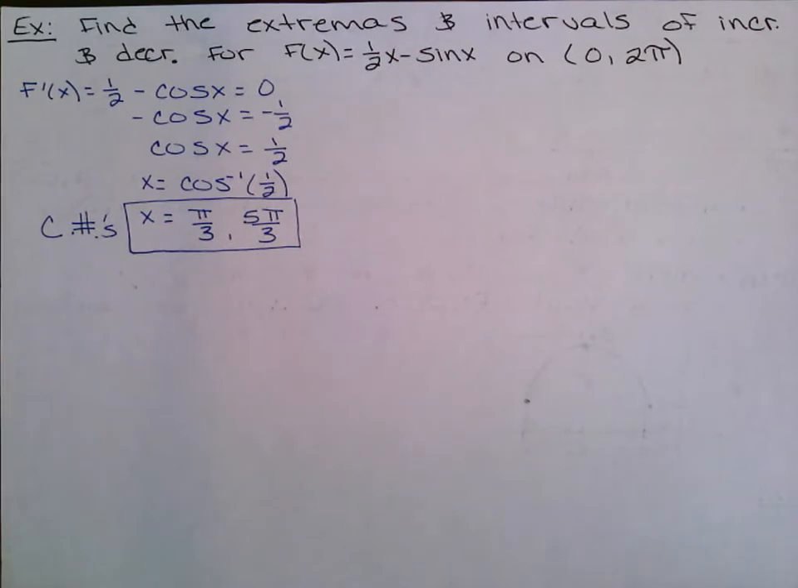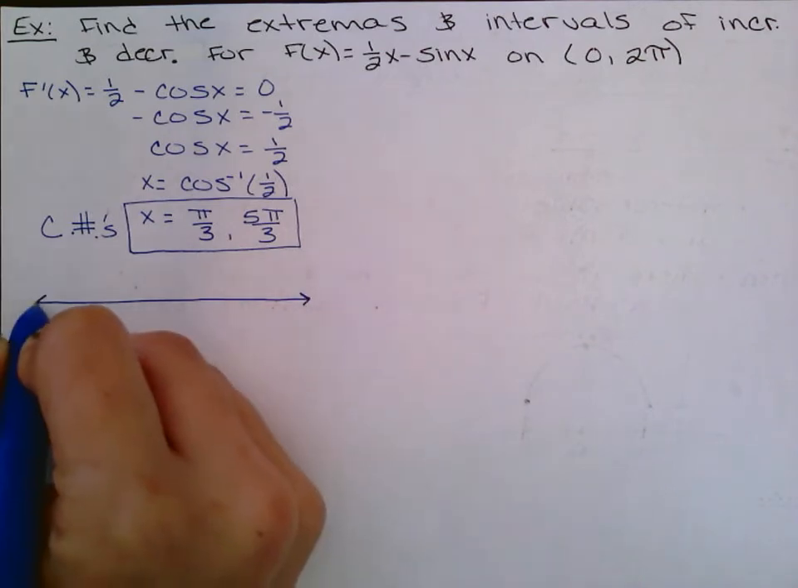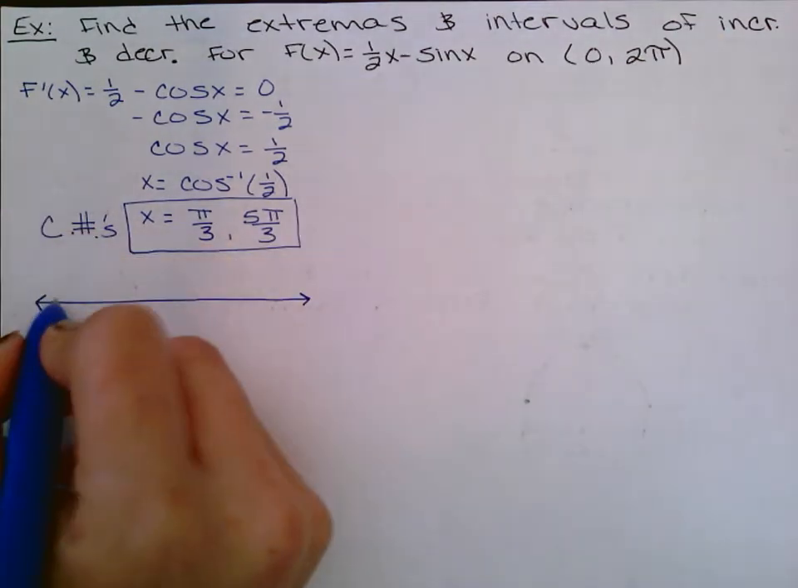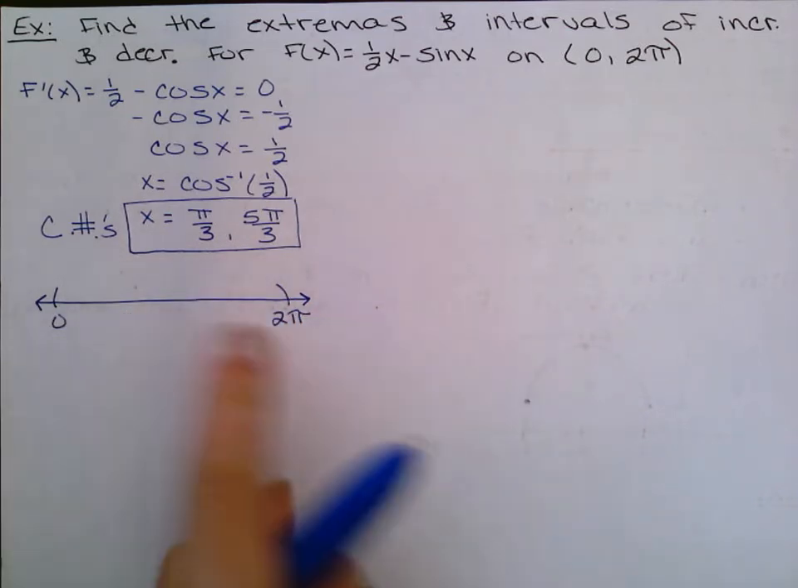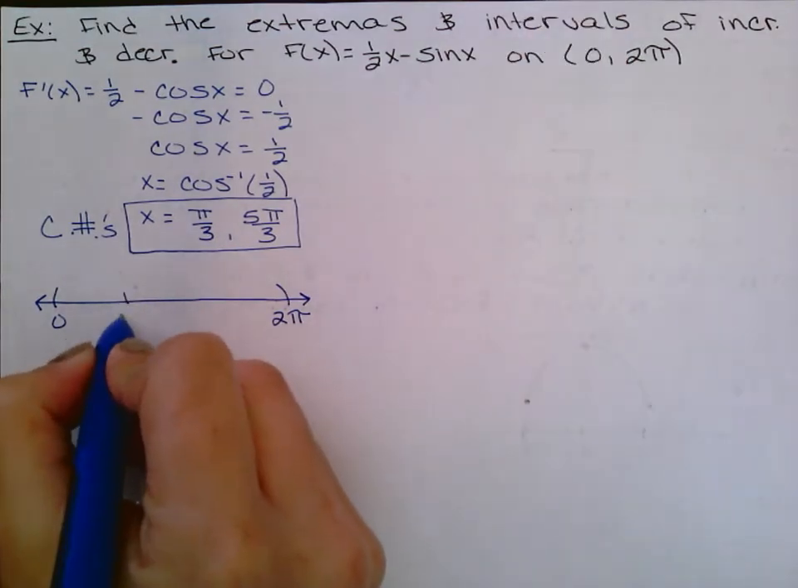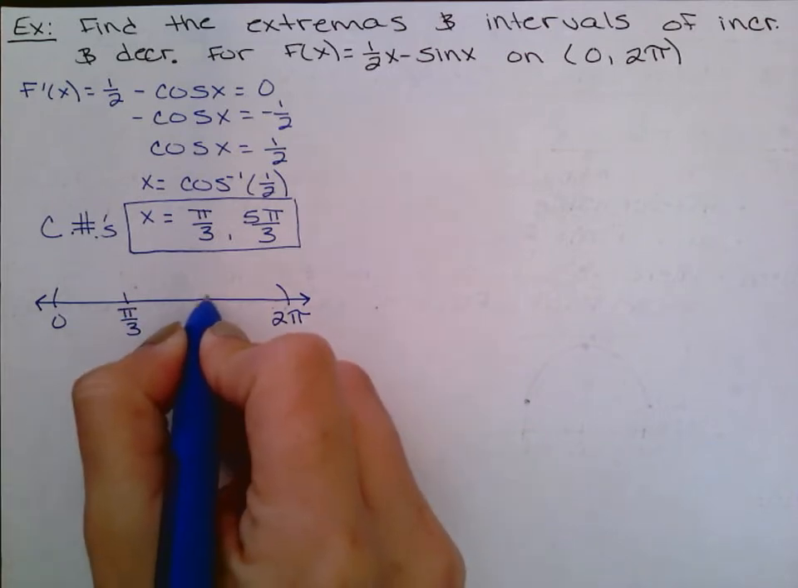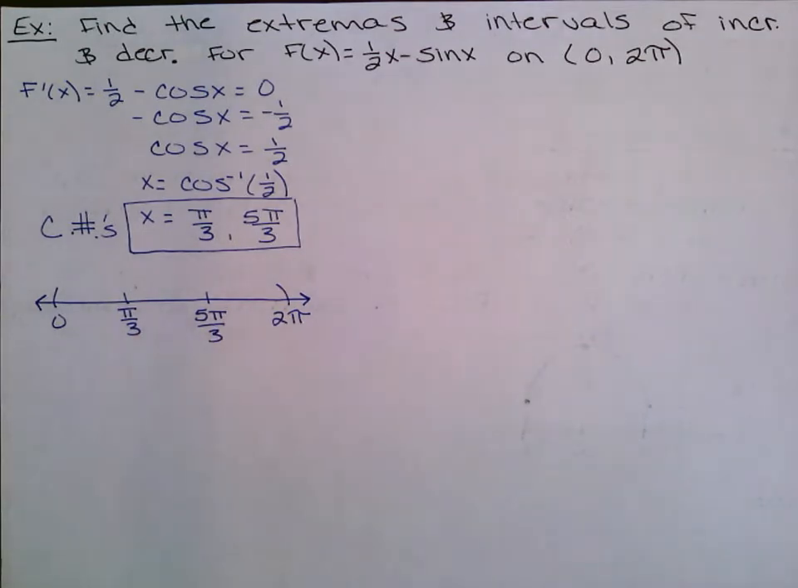Okay, now I'm going to put them on my number line. Now I am going to block off 0 to 2 pi. But remember, they are not going to count as extremas because they are not included, okay? And then I'm going to put my pi over 3 and my 5 pi over 3. So when I test my in-betweens and I have trig functions, the easiest way to do this, instead of literally trying to solve for each number, is to analyze what quadrant you are working in.